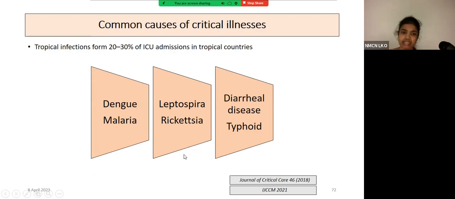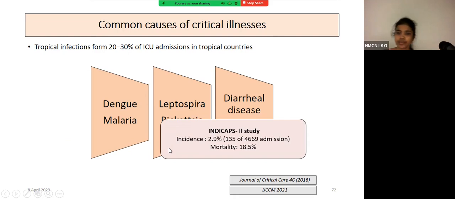Common causes of tropical illness that lead to ICU admission are dengue, malaria, leptospira, rickettsia, diarrheal disease, and typhoid. As per the INDICAPS 2 study, among Indian ICUs, 2.9% of the patients were admitted with tropical infection, and mortality among them is 18.5%. Public health measures like sanitation, vector control, and immunization, along with provision of critical care, are often challenging in some countries. That mainly contributes to high mortality, and it is attributed to the cause of tropical disease-related mortality.